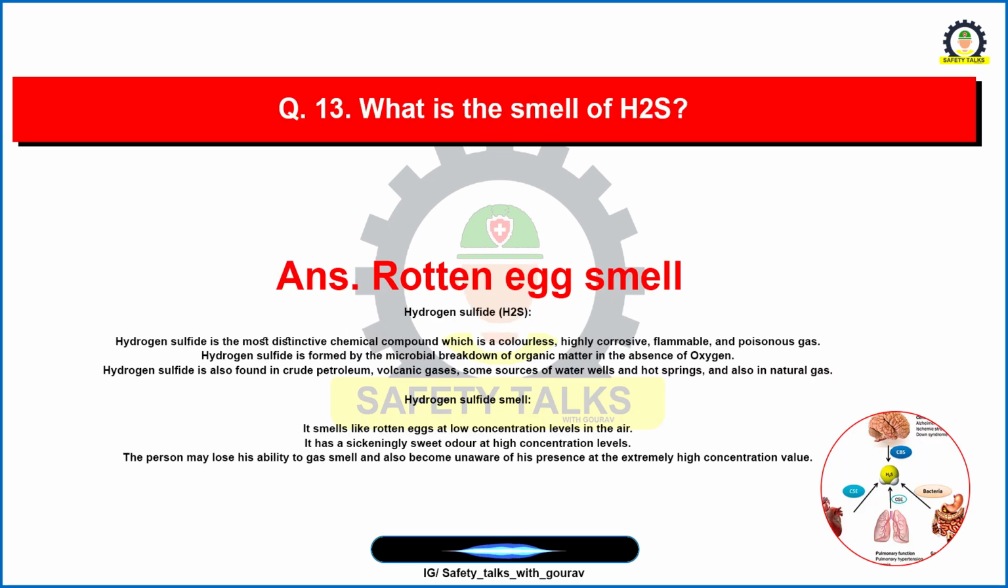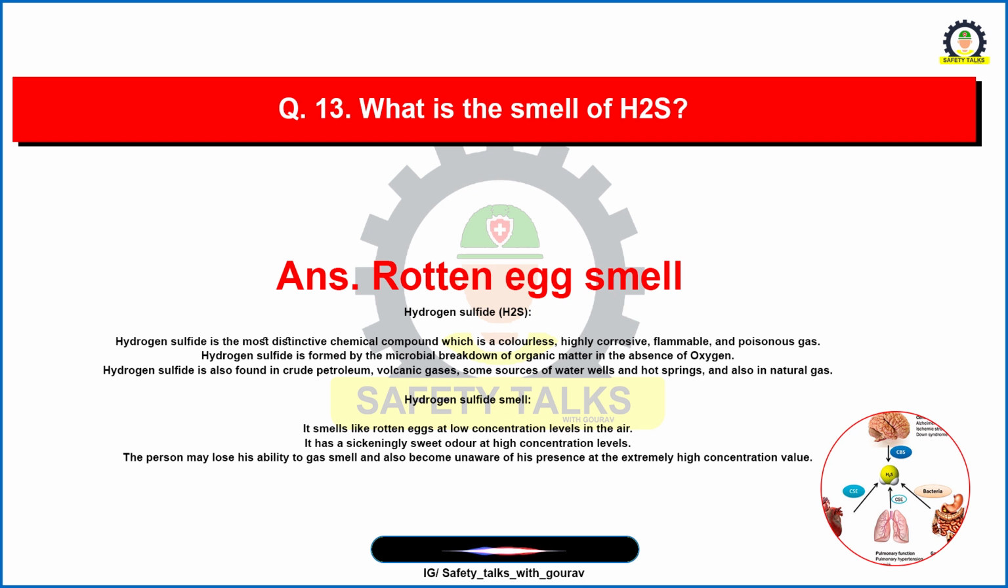So our next question goes like, what is the smell of H2S? Like, what is the smell of hydrogen sulfide? Okay, so the answer will be rotten egg smell. Why? Let's discuss something about hydrogen sulfide first. Hydrogen sulfide is a foul-smelling chemical compound which is a colorless, highly corrosive, flammable and poisonous gas. Hydrogen sulfide is formed by the microbial breakdown of organic matter in the absence of oxygen. It is also found in crude petroleum, volcanic gases, some sources of water wells and hot springs, and also in natural gas.